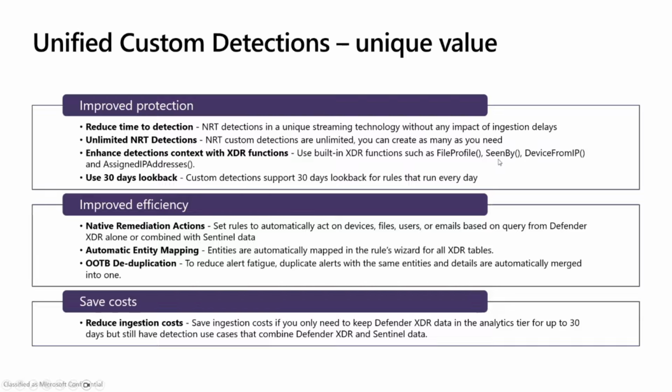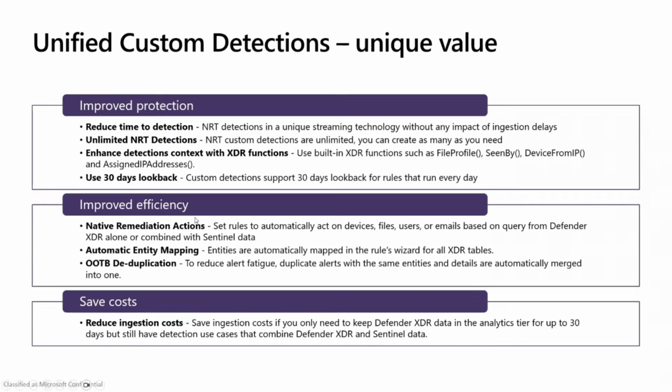And the last bullet is about the 30 days lookback that is available when you create custom detections that run at a frequency of 24 hours. This allows you to create sophisticated, advanced detection logic based on trends, long trends, and baselines that are now available to you, and that are less accurate when created with analytics rules, which have the 14 days limit.